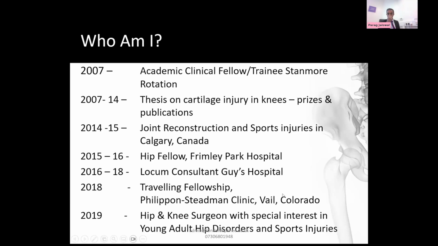This all culminated in my permanent substantive post here at the Royal Free Hospital, where I lead the young adult hip unit and also do a lot of joint preservation work as well as hip and knee replacements.